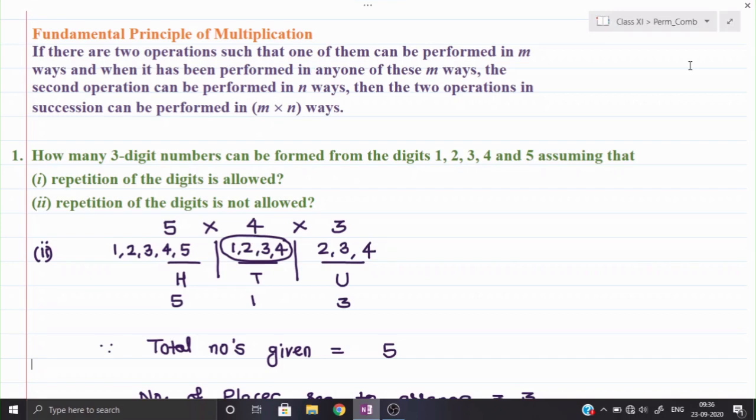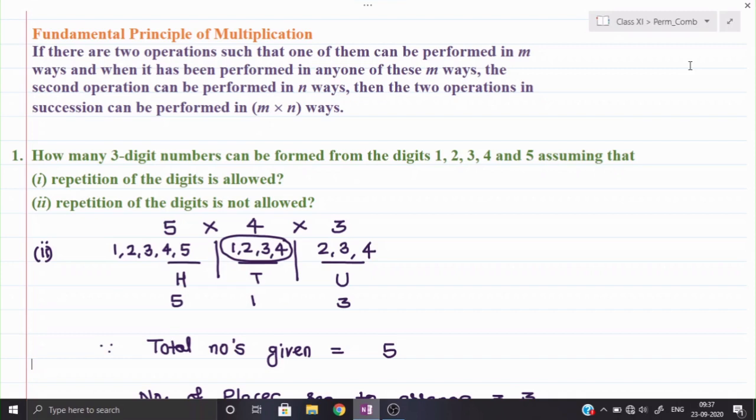So that 5 is placed on the 100s place, and only 4 numbers remain: 1, 2, 3 and 4. So the 10s place can be arranged in 4 ways. Similarly, if I go to the unit place, one more choice is deleted, and the unit place can be arranged in 3 ways, because 2 numbers are already placed on the 100s and 10s places.